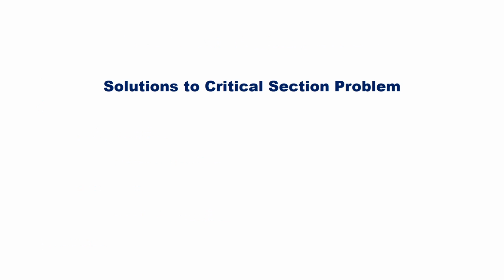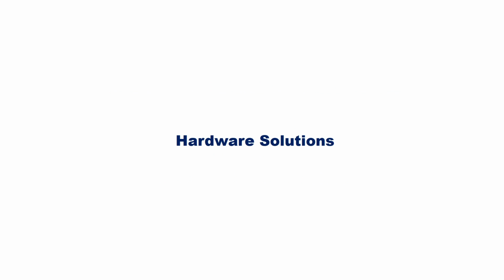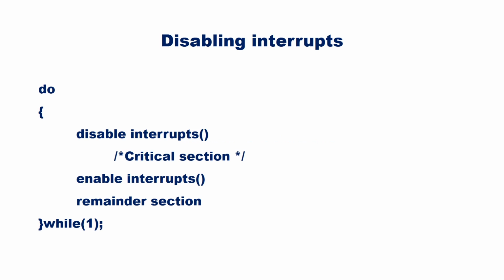The solutions to the critical section problem can be categorized as hardware solutions, software solutions, and the solutions supported by the operating system. Let us first discuss the hardware solutions. In a uniprocessor system, concurrency is achieved by the interleaved execution of the processes. Only one process executes at a time. The other processes can gain control of the processor through interrupts. So by disabling interrupts, processes can be prevented from being interrupted.